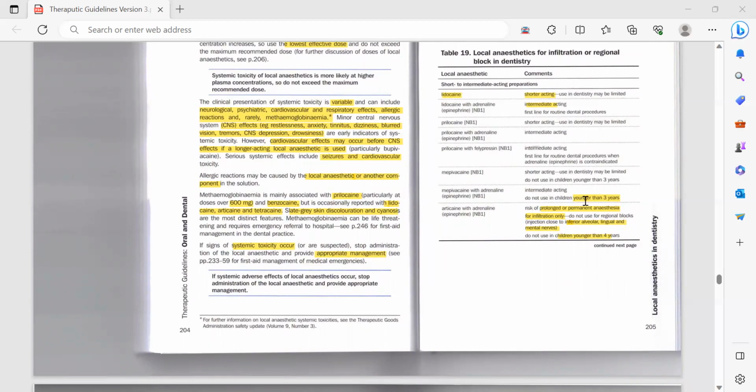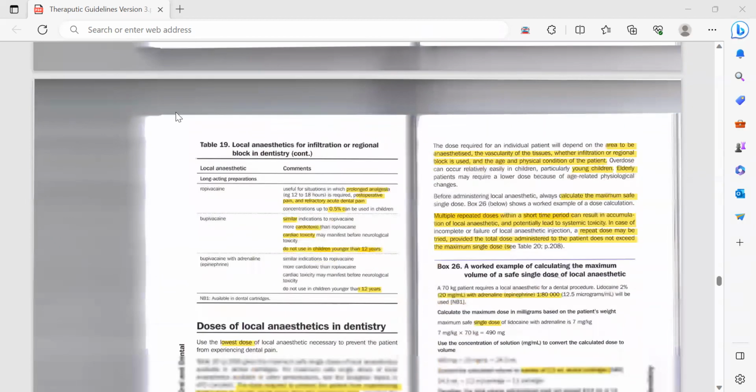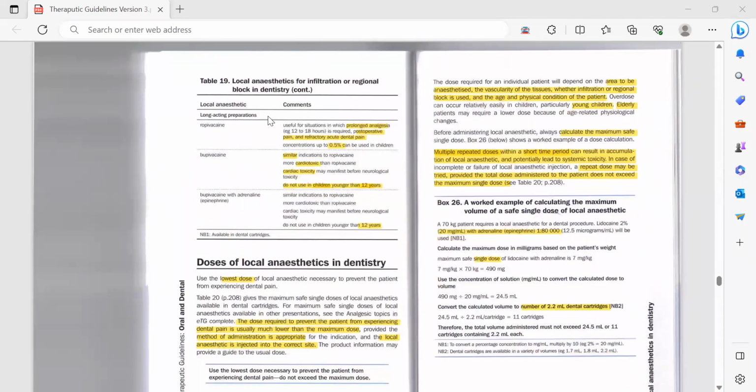But it has... you should not use it in children younger than 3 years. And articaine with adrenaline has a higher risk of prolonged or permanent anesthesia, so never use it for blocks, only for infiltration. And do not use it for children younger than 4 years. So it is children younger than 3 years, 4 years, and these are some of the very long acting preparations.